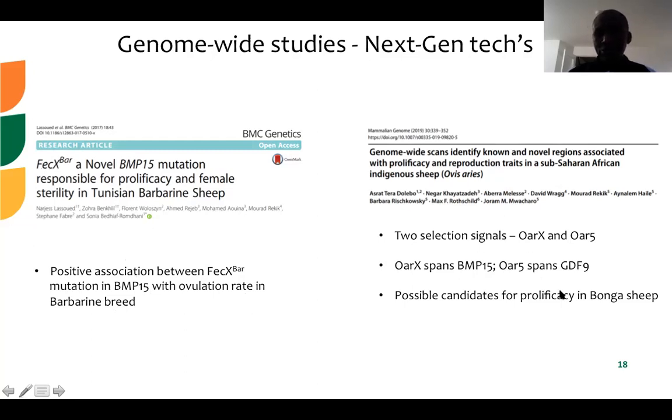The second study, which was done on Bonga sheep in my group, investigated the genetic basis of prolificacy in the Bonga sheep using two selection signature analysis methodologies. In our results, we found one selection signature on the X chromosome that spans BMP15, and another selection signature on chromosome 5 that spans GDF9. And we go on to suggest that these two genes could be possible candidates influencing prolificacy in the Bonga sheep. At the moment, we are in the process of either sequencing or genotyping these two candidate genes so that we can identify the possible candidate mutations.